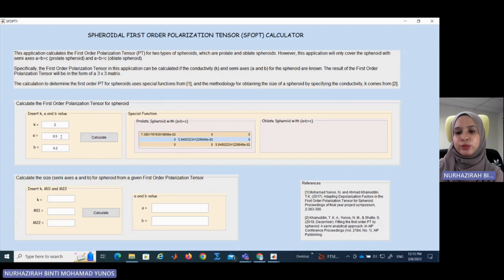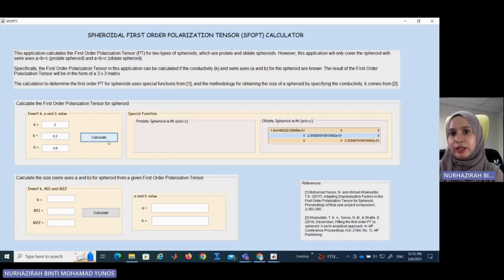Let's say if we change A equals to 0.2, B is equals to 0.6. When we click calculate, it will recalculate and reclassify the first order PT and the type of spheroid that we have. So over here, this is the first order PT for oblate spheroid. So this is the first function.